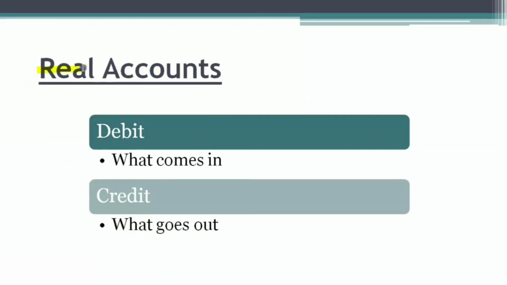First is the real account. This account deals with assets of the business. That means any item of value for the business. For example, cash, furniture, stationery, etc. The rule for accounting says debit what comes in and credit what goes out.